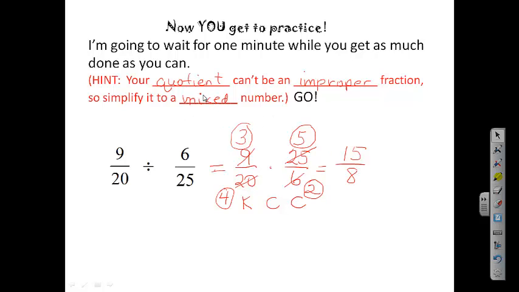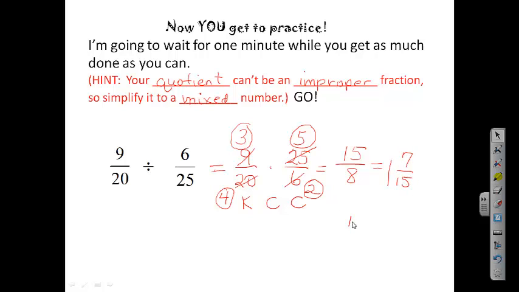Now remember the hint I gave you, your quotient can't be an improper fraction, so you have to simplify it back to a mixed number. This is a division problem. Remember a fraction bar is just a division bar. How many 8s are in 15? 1. And how many will be left over? 7. And the denominator stays the same.